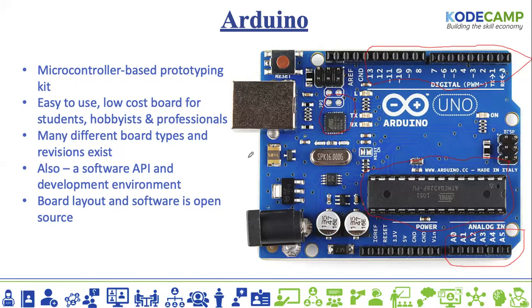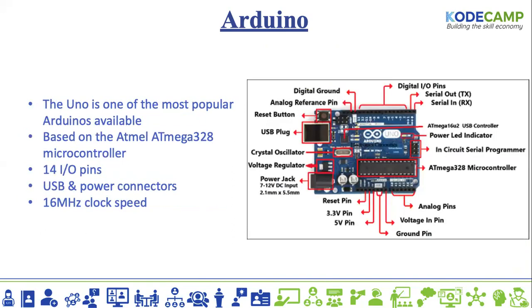So going forward, we have what this board is all about. Let's talk about the different components of this very board. Like I said, it's one of the most popular Arduinos available, which is the Arduino Uno R3. Now there are different types of Arduino. Like we have the Arduino Uno, Arduino Mega, Arduino Lilypad, Arduino Nano, Arduino Mini, and Arduino Micro.